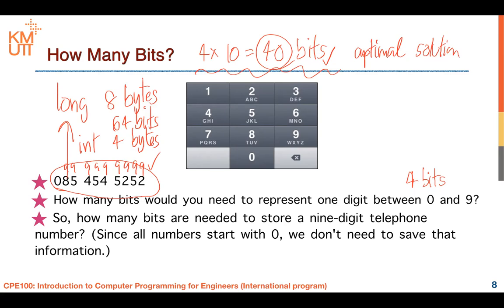Do you think you can find the best solution? Okay, if we ignore 0, because we know in advance that 0 will be the default bit. You will have the 0 in front of the 9 digits, so you can ignore it and keep only 9 bits. The best solution will be 4 multiplied by 9, which is 36 bits. Okay, that would be correct.